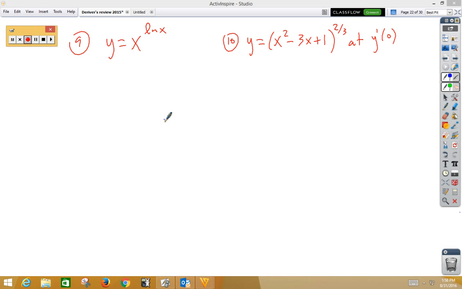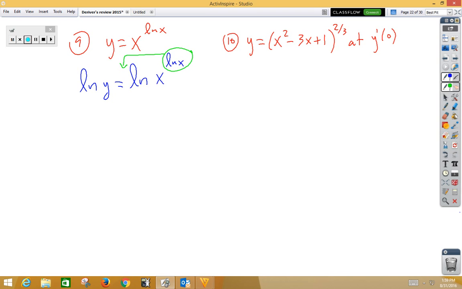With logarithmic differentiation, we're going to take the natural log of both sides. So I have the natural log of y equal to the natural log of x to the natural log x. Now the reason that's helpful is now we can use laws of logarithms. We can move that exponent out in front. So we have the natural log of y is equal to the natural log of x multiplied by the natural log of x.